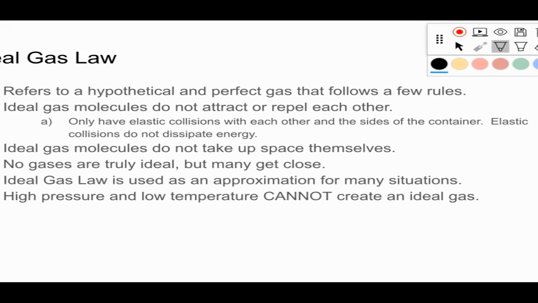An ideal gas is a perfect gas, which means it's hypothetical, because most gases are going to get close to ideal but not be exactly, truly ideal. In an ideal gas, molecules do not attract or repel each other. Well, we know that's not true because of intermolecular forces. They just have to be there.